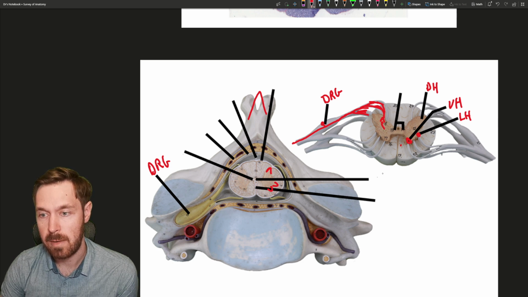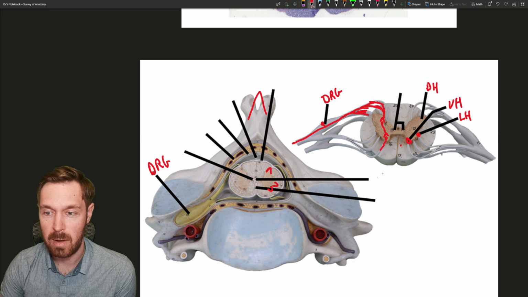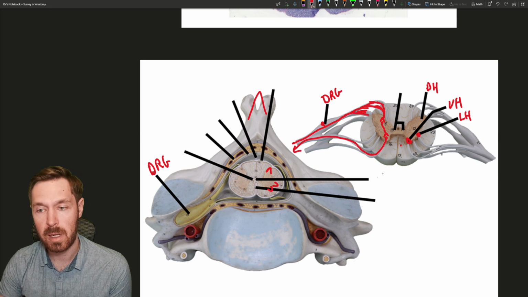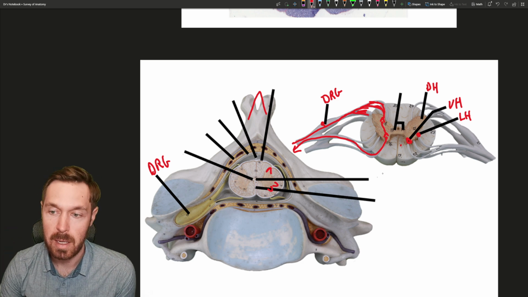If it's a reflex, it can travel then down to the ventral horn, synapse again, and then go out a motor neuron out the ventral rootlets through the ventral root, and then go out to a muscle for motor function. And that would be like a quick withdrawal reflex.